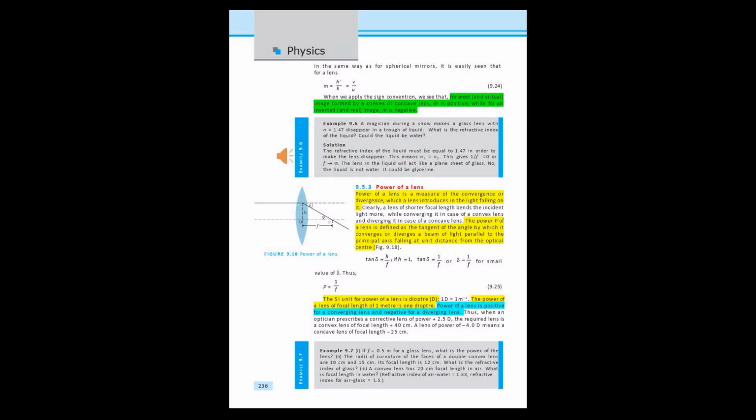Thus, when an optician prescribes a corrective lens of power plus 2.5 D, the required lens is a convex lens of focal length plus 40 cm. A lens of power minus 4.0 D means a concave lens of focal length minus 25 cm.